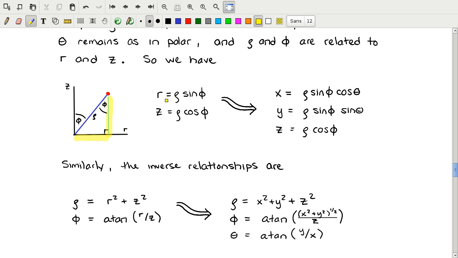And so if the old cylindrical coordinates r and z can be determined from rho and phi, then because we can determine the Cartesian coordinates from the cylindrical coordinates, we can just take these expressions for r and z and stick them into our cylindrical expressions. So x becomes r cosine theta, or rho sine phi cosine theta. y becomes r sine theta, or rho sine phi sine theta. And z, which was just z before, now becomes rho cosine phi.